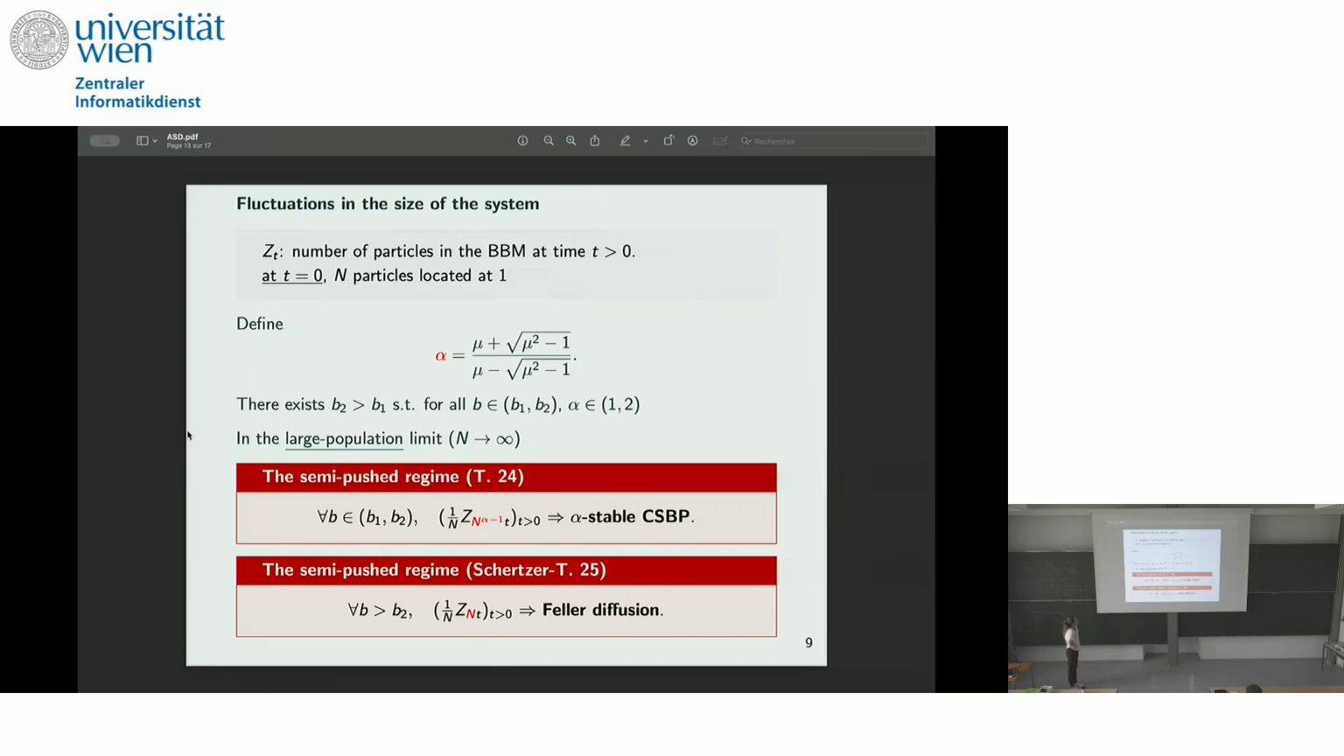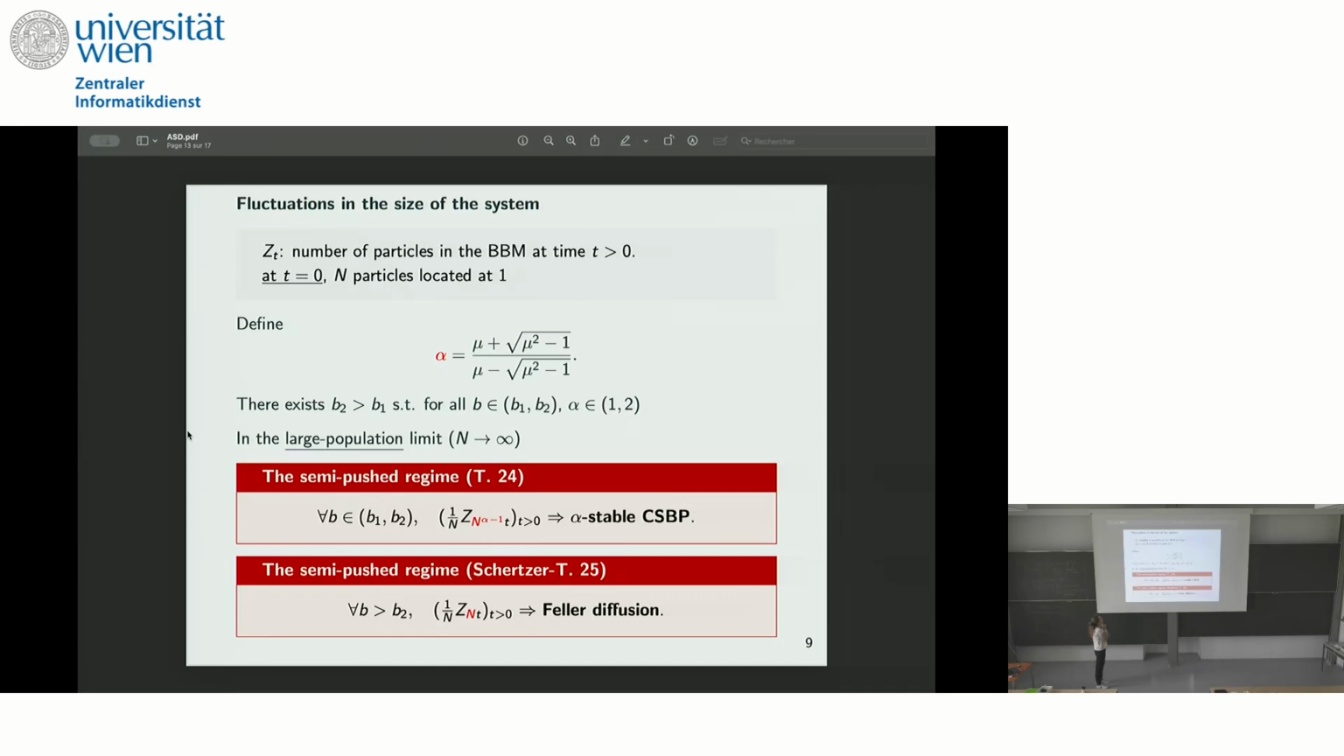So the next step is to define an exponent in the exact same way as in the previous individual-based model, just replacing the speed of invasion by the drift in the BBM, and showing that there exists a second critical value for the cooperation in the branching particle system, such that between the two critical values, B1 and B2, this exponent is in (1, 2), as in the previous model. And this is what will delineate my semi-pushed regime.